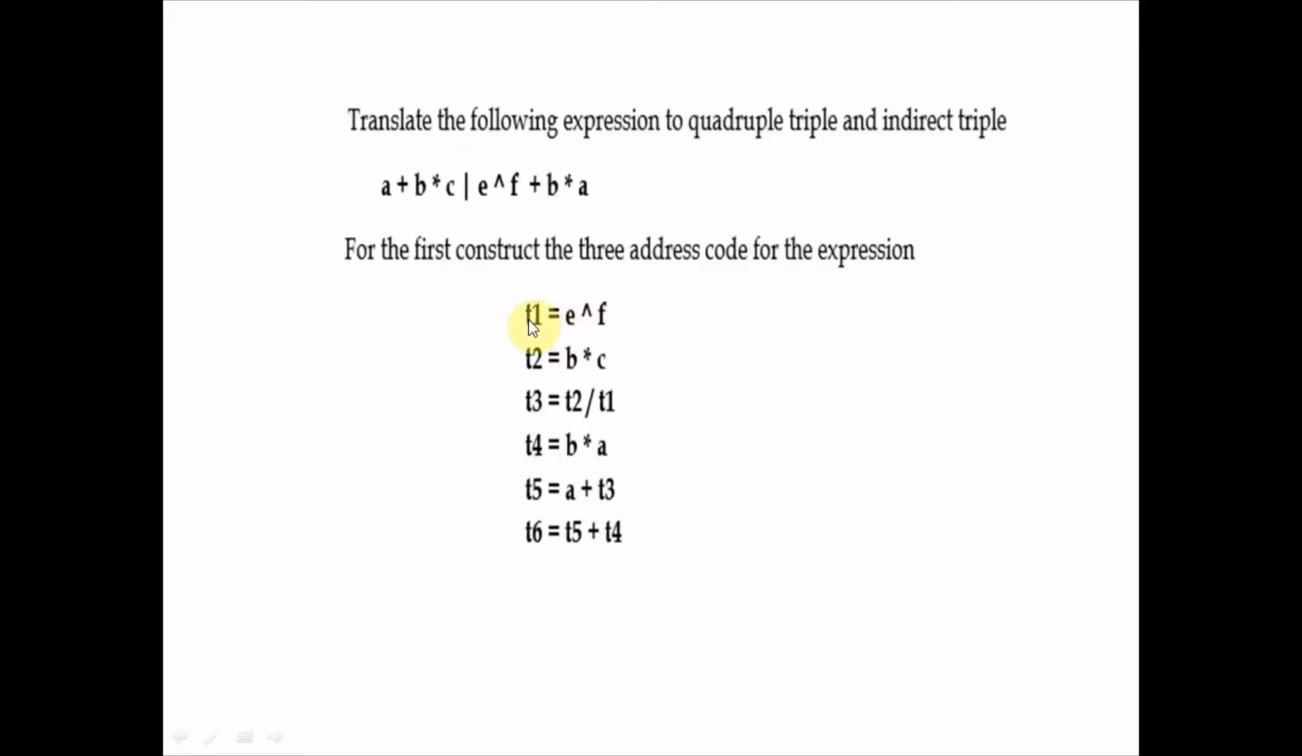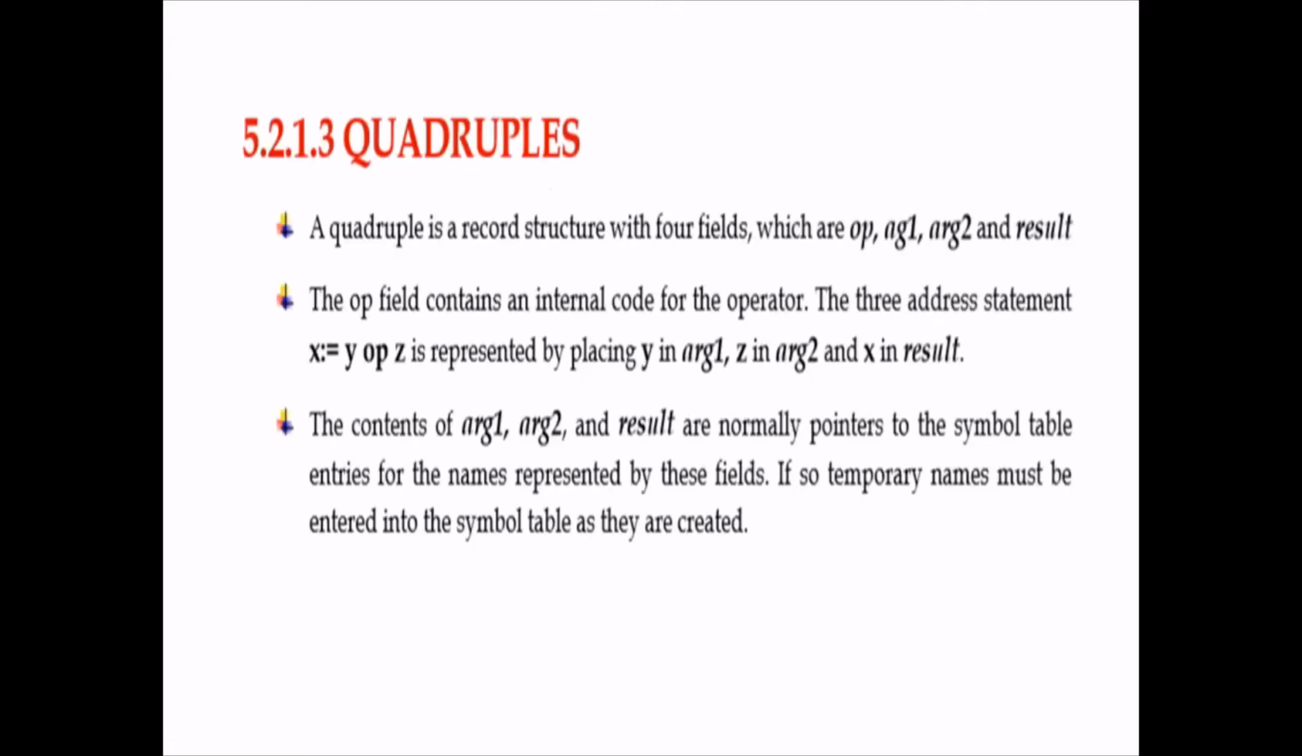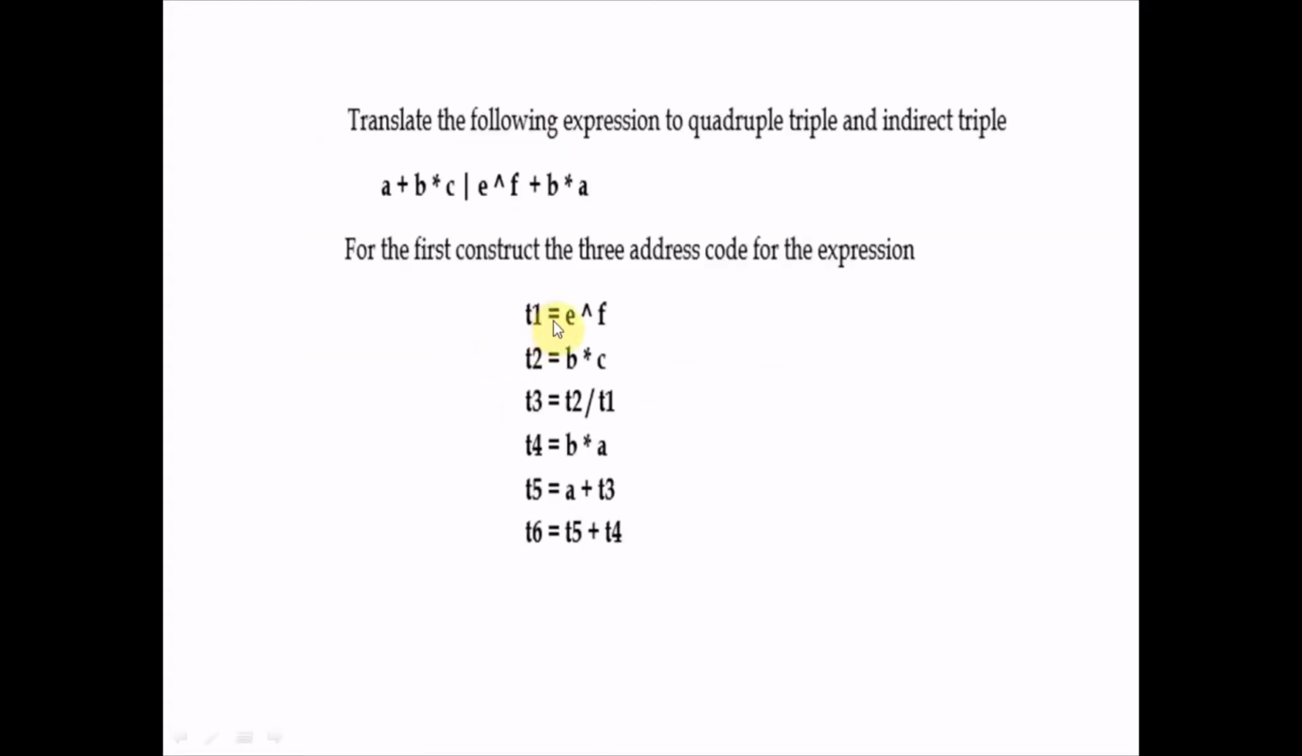So here comes T1 temporary equal to e raised to f. All this can be represented as three-address code. At most 3 addresses are there, 3 variables are there. But this can be represented as a quadruple. That is x equal to y op z, that is T1 equal to e raised to f. Here one field for T1, one for e, one for raised to power and one for f. So 1, 2, 3 and 4, 4 fields will be there.